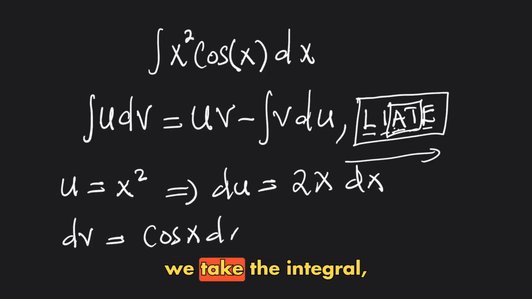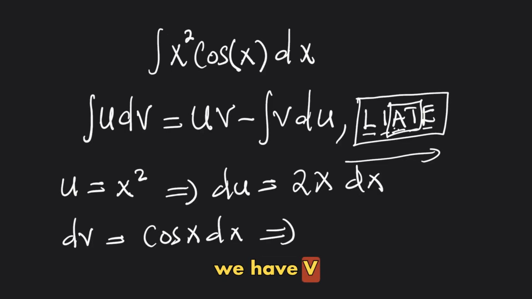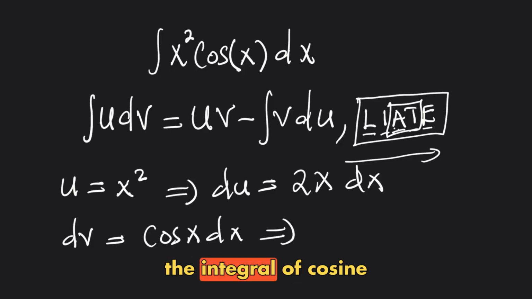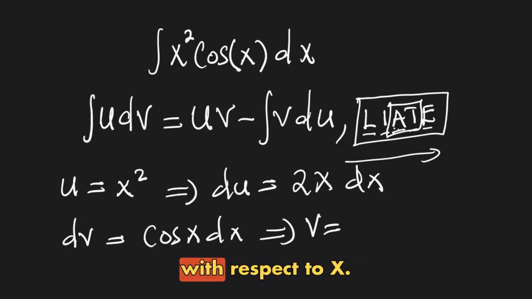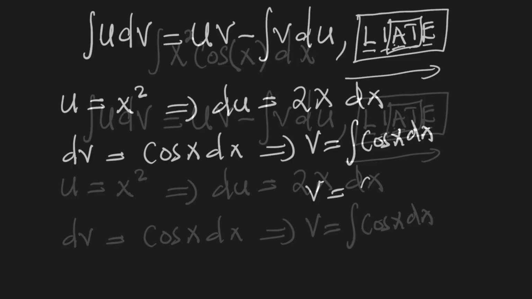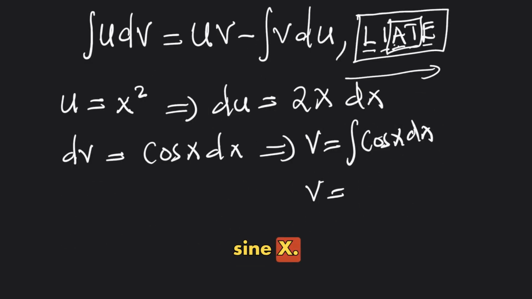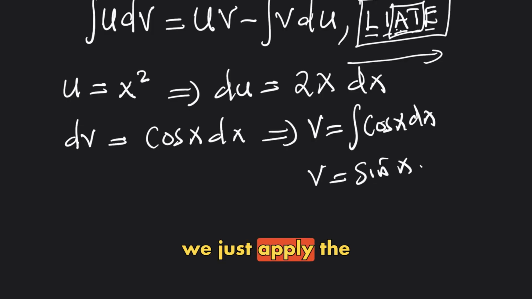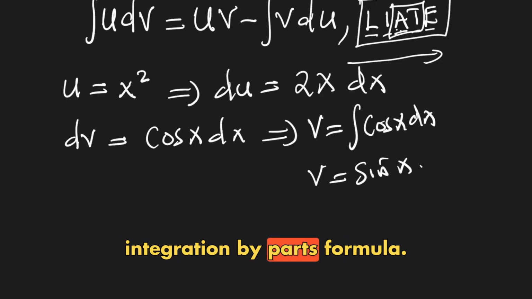And when we take the integral, we have v is equal to the integral of cosine x with respect to x, so that v is sine x. Next, we just apply the integration by parts formula.